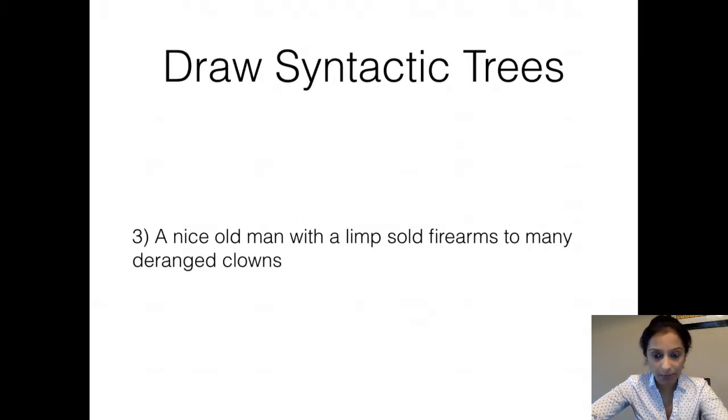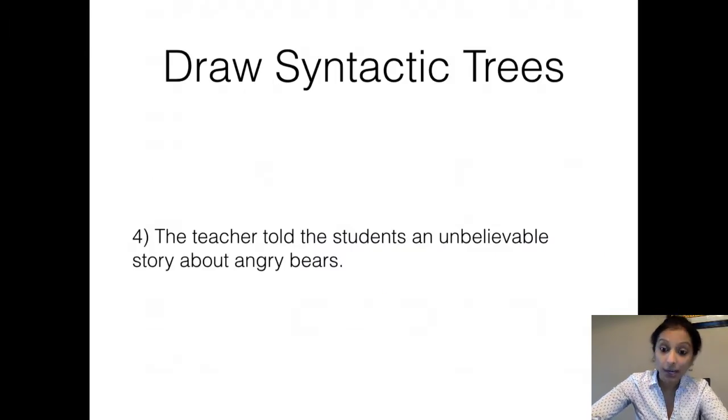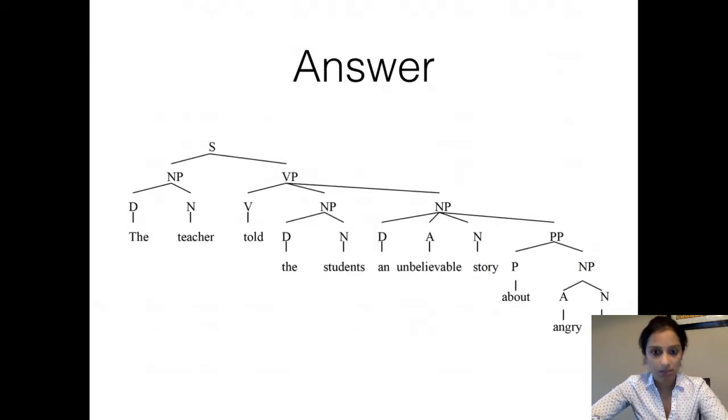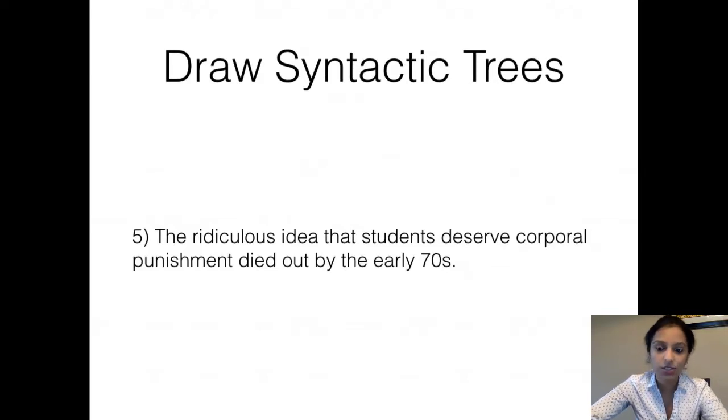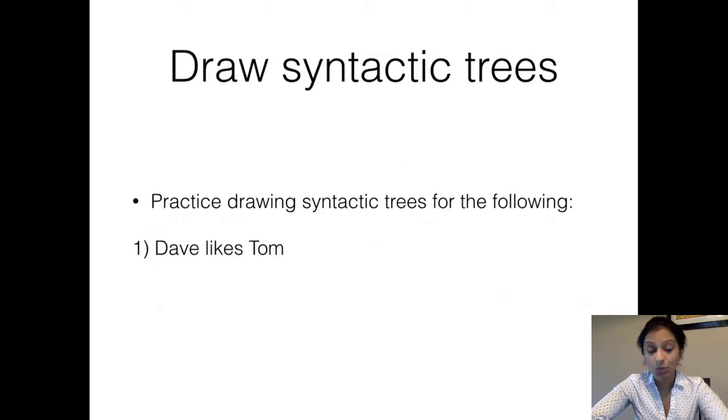A nice old man with a limp sold firearms to many deranged clowns. I don't come up with these sentences. These are textbook examples, just in case you wonder. Here's a tree structure for that. The teacher told the students an unbelievable story about angry bears. Tree structure. The ridiculous idea that students deserve corporal punishment died out by the early 70s. Here. All right. So I'll put up the lecture slide on Blackboard so you will be able to see it. And then individually draw the trees before you check the answer on the next lecture slide.